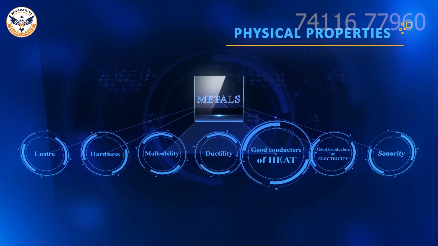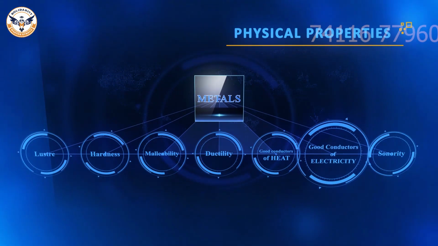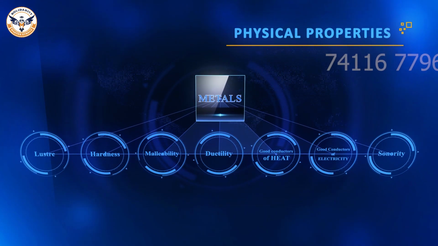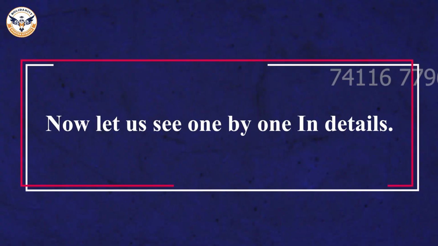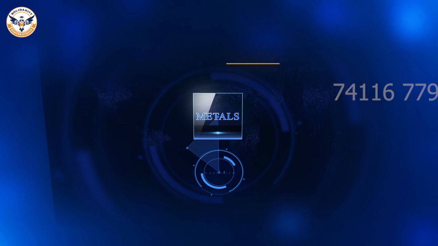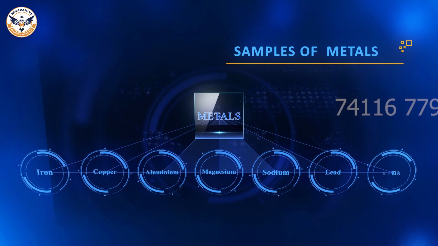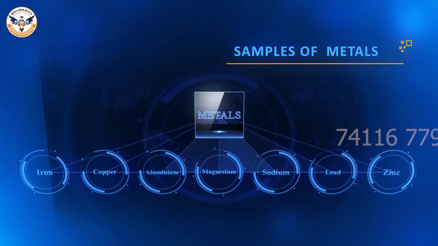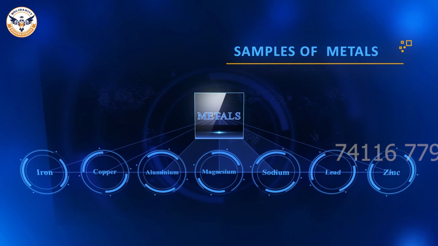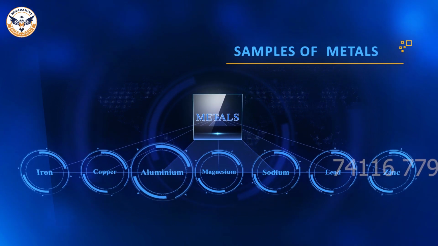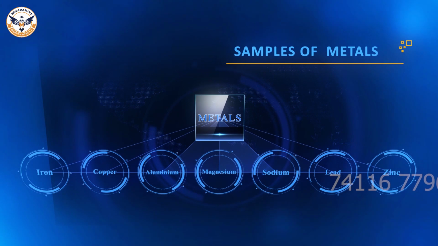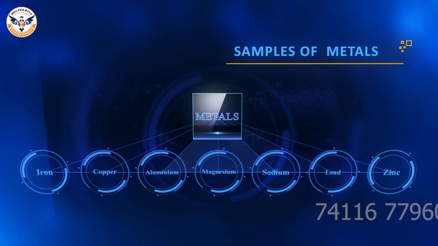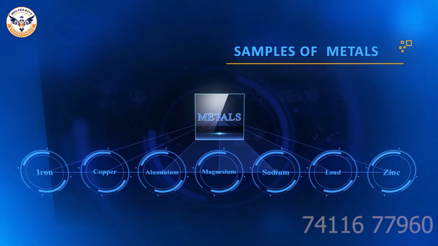Metals are good conductors of heat. Metals are good conductors of electricity, sonority. Now let us see one by one in details. Let us study this with the help of the following activities. To perform the following activities, we need samples of following metals such as iron, copper, aluminium, magnesium, sodium, lead, zinc, and any other metal that is easily available.